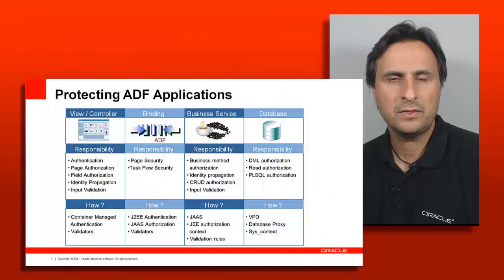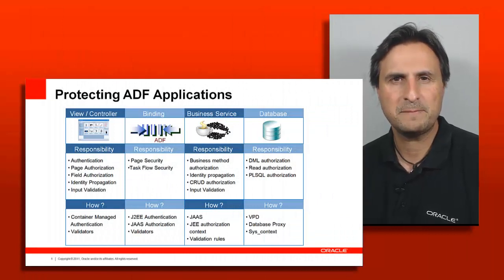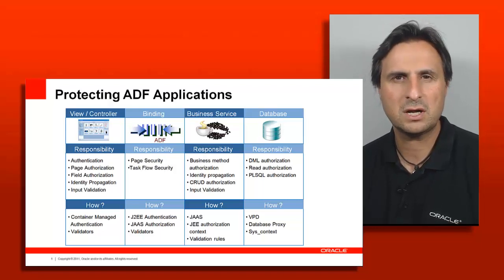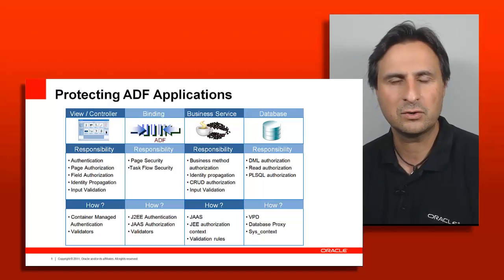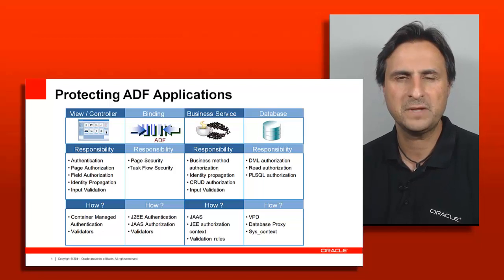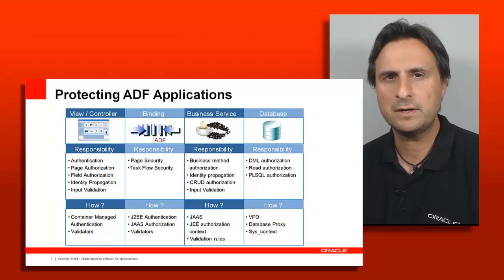And keep in mind that though ADF Security is not the only tool that you have in Oracle ADF to implement security, it's one of the key features that we implemented for you to apply data protection. On this slide you see that there is basically a four-tier protection that you have in Oracle ADF, starting from the view layer to the controller layer and binding layer, and then the business service, and last but not least the database tier.